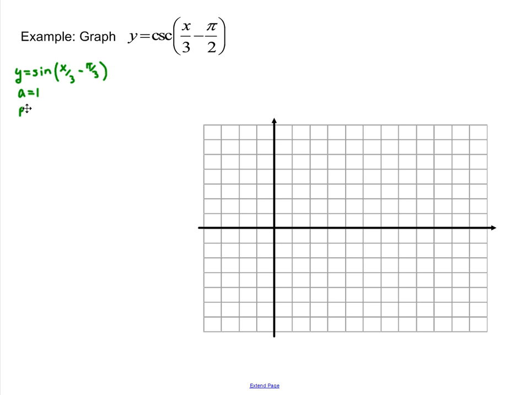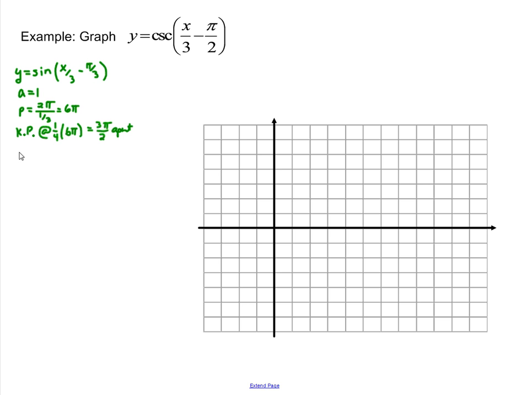The period, 2 pi over b, in this case that's 2 pi over 1/3, which is going to give us 6 pi as our cycle. And our key points always occur at 1/4 of the period apart, so 1/4 times 6 pi is going to give me 3 pi over 2. That's how far apart each of the increments of my key points are.